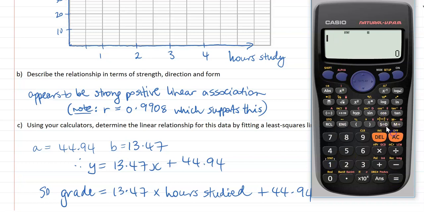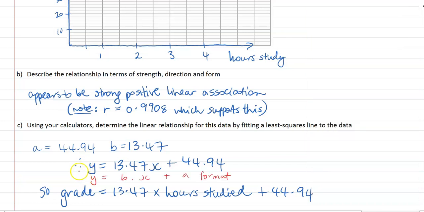44.94. We want our B values, option 2, 13.47, giving us our equation y equals 13.47x plus 44.94. If I put that in terms of the data, I've got your grade is equal to 13.47 times the number of hours you studied plus 44.94.